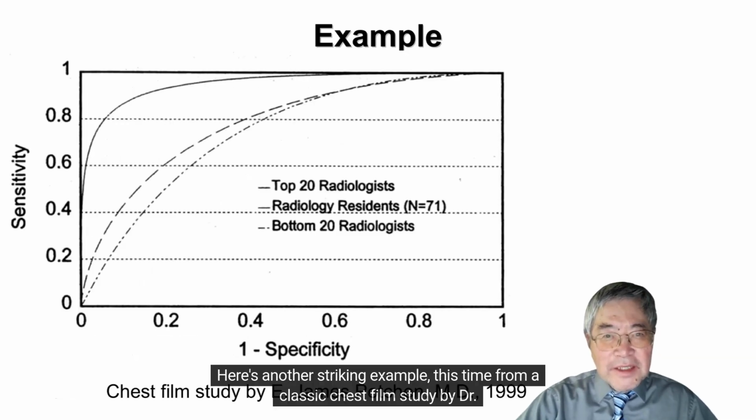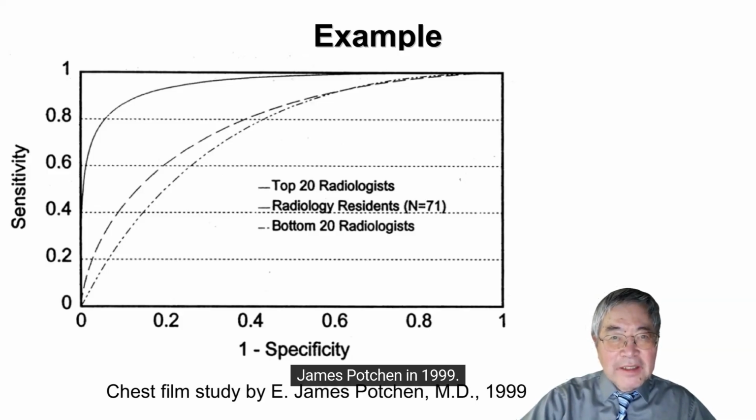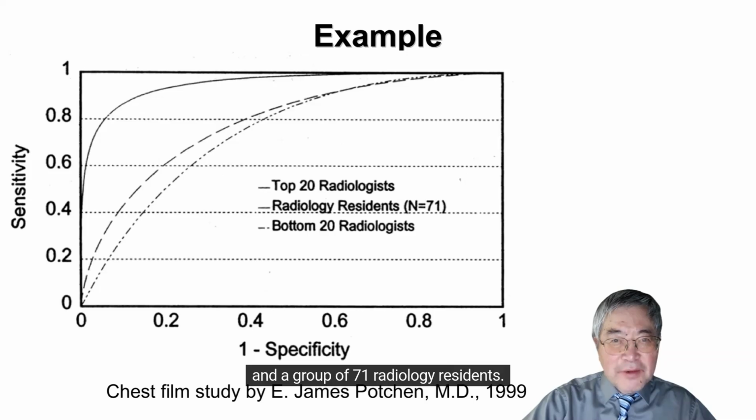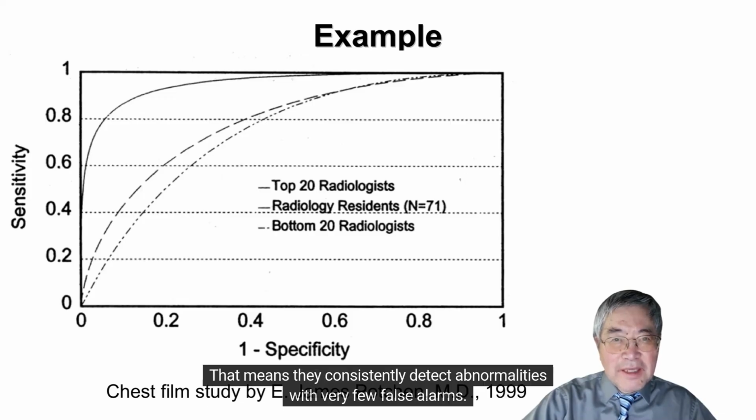Here's another striking example, this time from a classic chest film study by Dr. E. James Potchin in 1999. What you're looking at are ROC curves comparing three groups, the top 20 radiologists, the bottom 20 radiologists, and a group of 71 radiology residents. Notice the clear separation. The top 20 radiologists perform extremely well. Their ROC curve stays high, close to the upper left corner. That means they consistently detect abnormalities with very few false alarms.